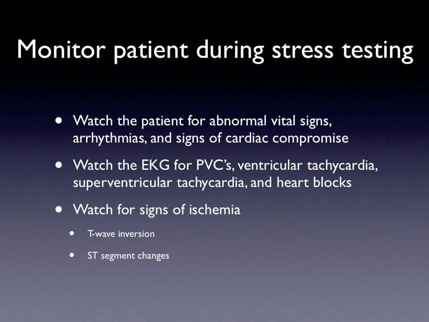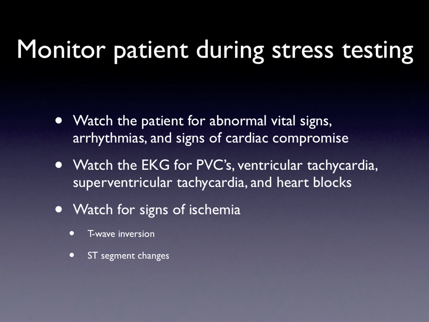Next, we're going to talk about monitoring our patient during stress testing. We want to watch the patient for abnormal vital signs, arrhythmias, and signs of cardiac compromise that we talked about before. Now, the way we know whether or not the vital signs are becoming abnormal is that you're going to take a set of them before you start the test, just like you take a baseline EKG. So if their blood pressure when you began the test is 140/70, and as they take the test, their blood pressure begins to drop and suddenly it's 90/40, you know you've got a problem and you need to do something. You need to stop the test and get some assistance.